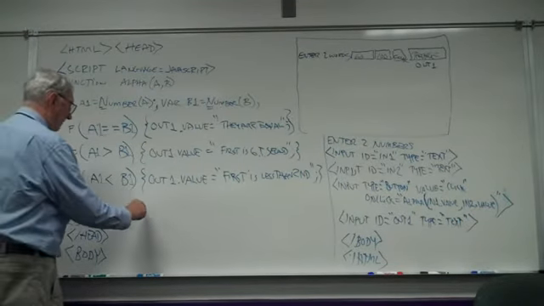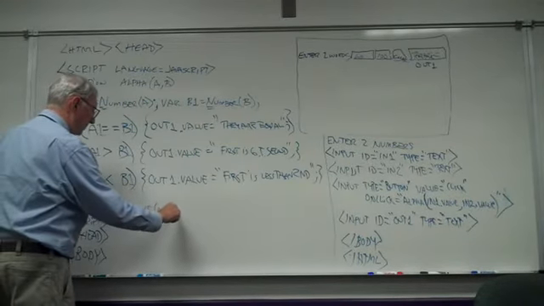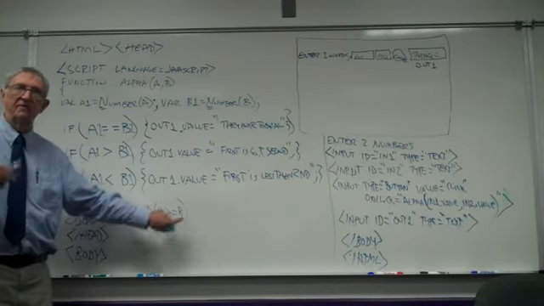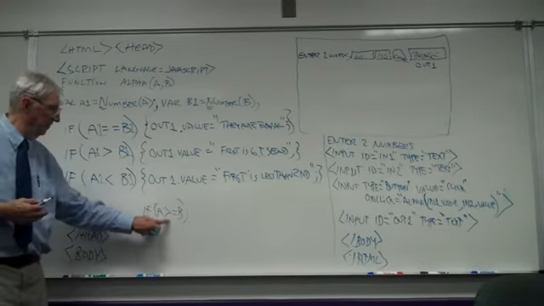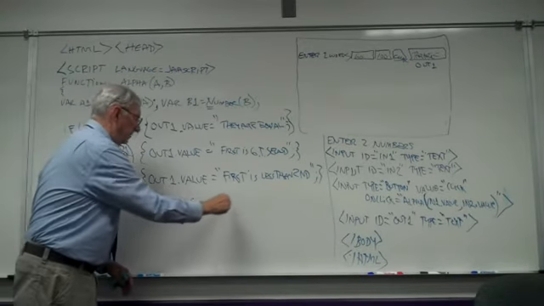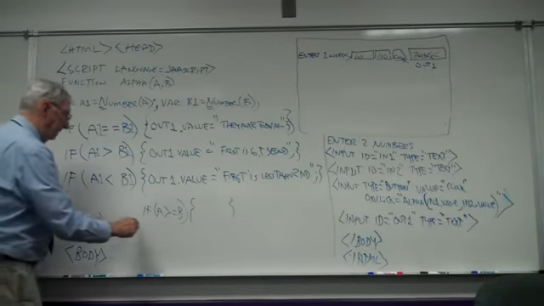I can say if A is greater than or equal to B. And what that does is, if A is greater than B, it will do it. If it's equal to B, it will do it. So in other words, if either one of these is true, it will do whatever you tell it to do over here in the little deal. Okay? It'll do it.